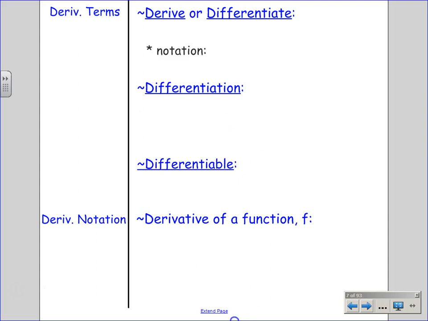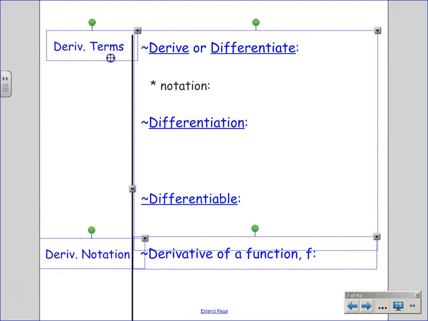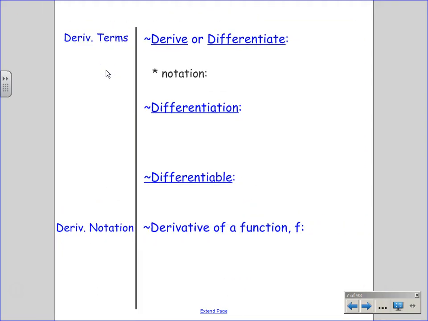Terms. Oh, you can't see the top. Lo siento, un momento, por favor. Okay. Derivative terms. Derive or differentiate. This is a verb. What? You're giving grammar parts of speech? Yes, I am. This is a verb. To derive.